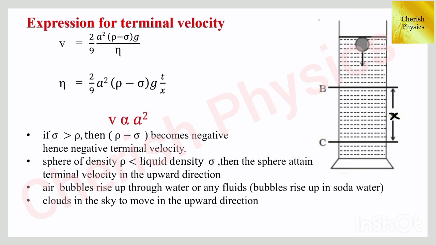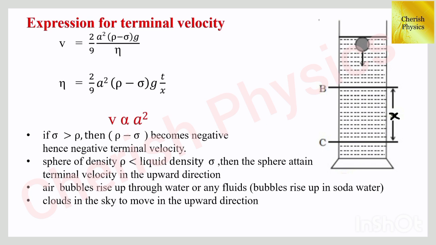In the tall jar, we have marked 2 points B and C at a distance x, which is well below the free surface of the liquid. Between B and C, the sphere attains the terminal velocity, that is, constant velocity. The liquid filled in the tall jar should be a highly viscous liquid like castor oil. By performing the experiment with various spherical balls of the same size, we can find the coefficient of viscosity of the castor oil.